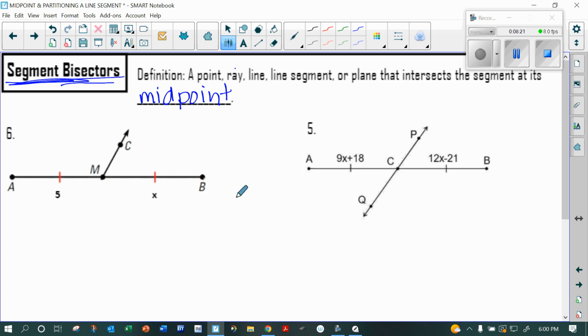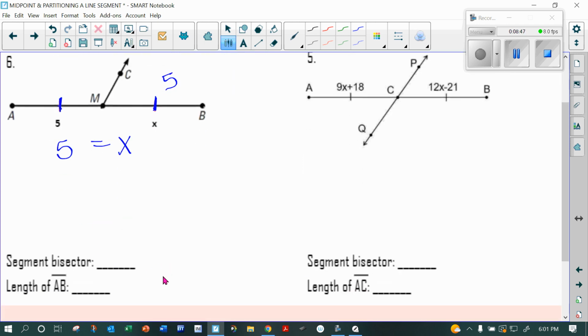Okay, so what I see here is that this piece AM and this piece MB have the same tick mark. So that means 5 is equal to X. So if this side is 5, then this side is also 5. Okay, so down here, they're saying the segment bisector is this piece right here. So this is MC, and it's a ray. So ray MC is the bisector.